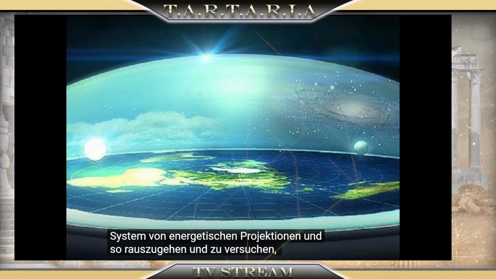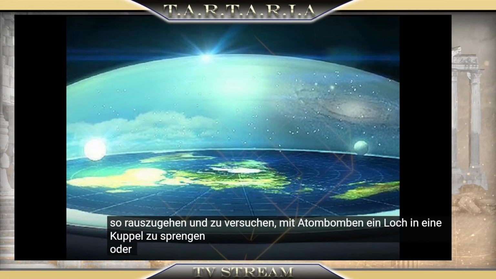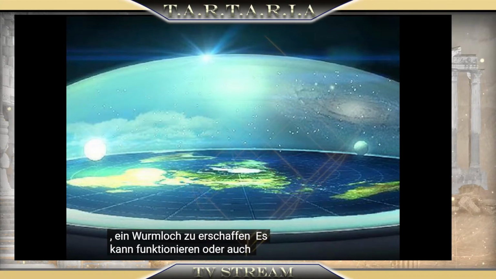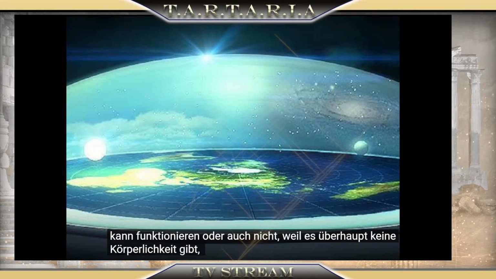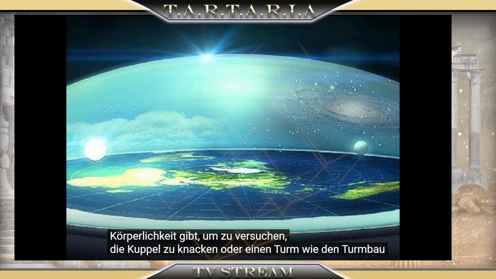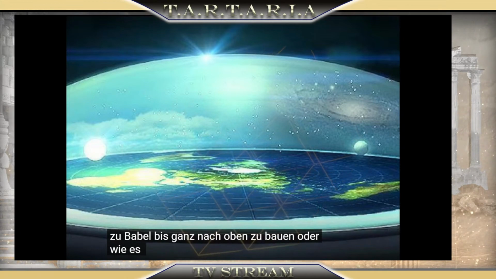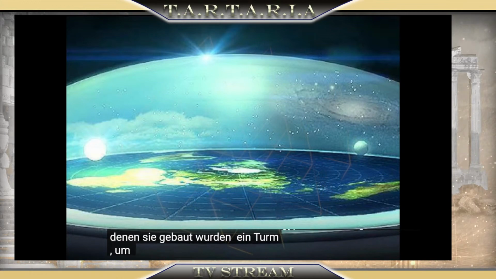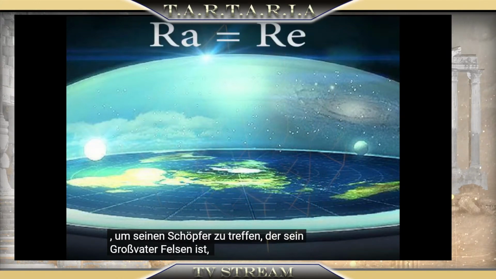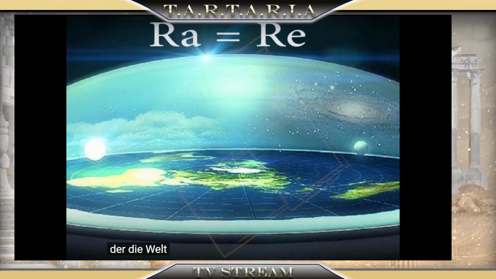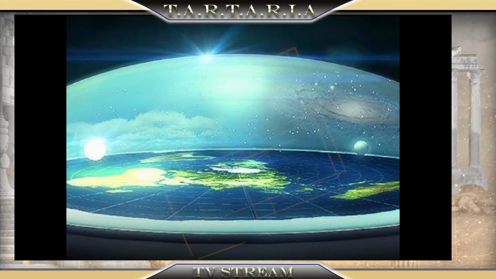And so to go out and try to blow a hole in the dome with atom bombs, or to try to create wormholes, which may or may not work because there's no physicality at all, right? To try to crack the dome or build a tower like the Tower of Babel all the way up to the top, or like Seth did in the last Gods of Egypt movies, where he built a tower all the way to meet his maker, which is his grandfather Ra, right? The one who created the world. You can't really meet your maker in a physical way because you're a hologram.